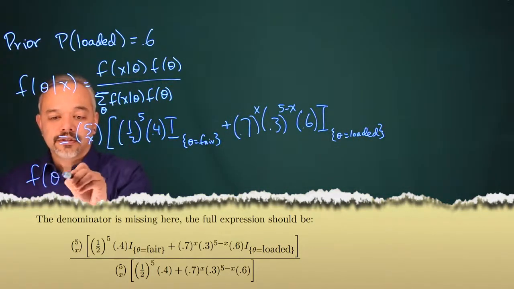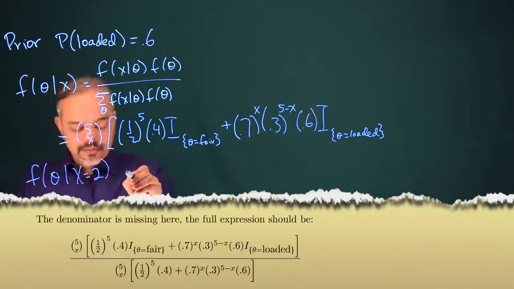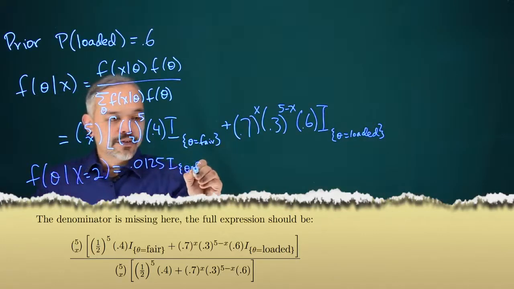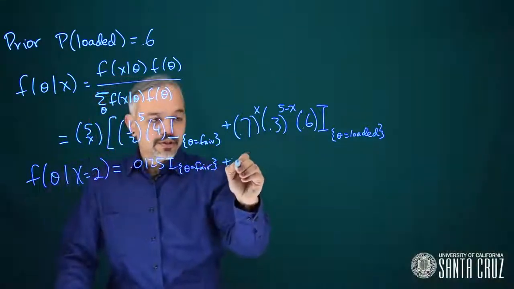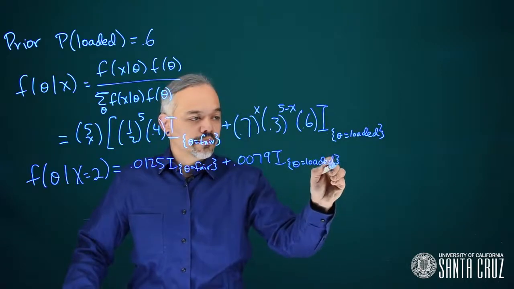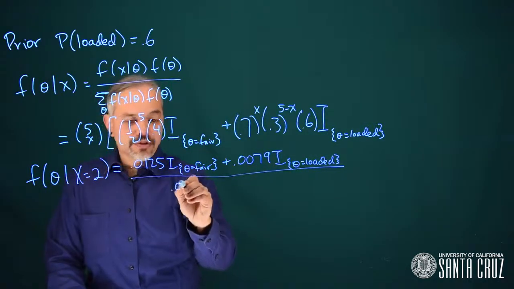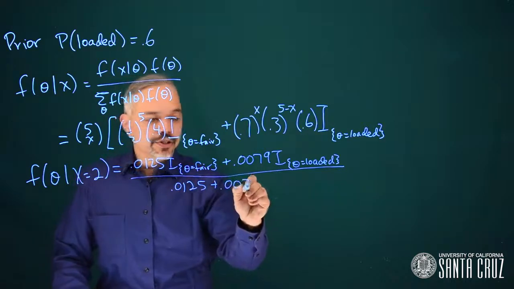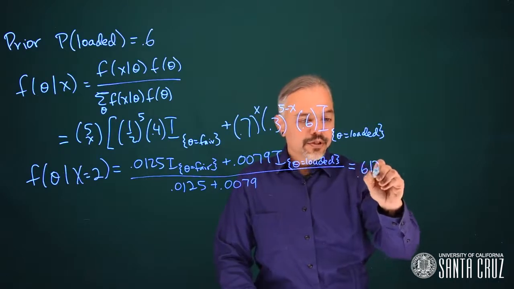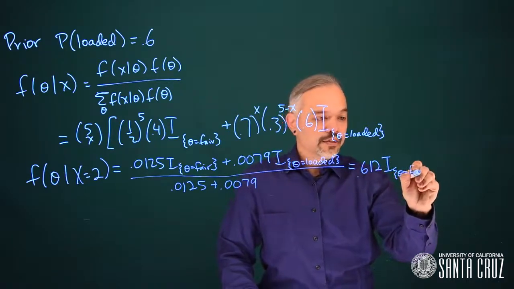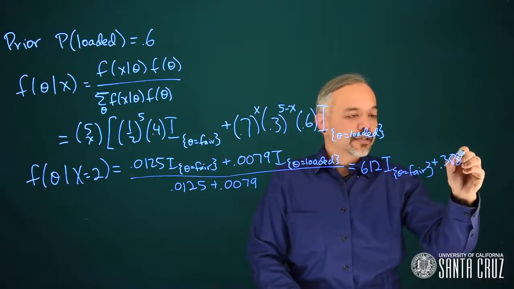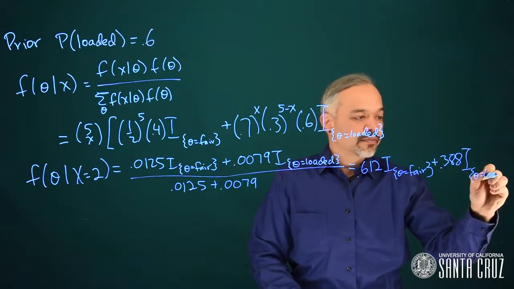if we plug in our observed data x equals 2, this will work out to be 0.0125 for theta equals fair, plus 0.0079 for theta equals loaded, over 0.0125 plus 0.0079. Simplifying this, we get 0.612 for theta equals fair plus 0.388 for theta equals loaded.